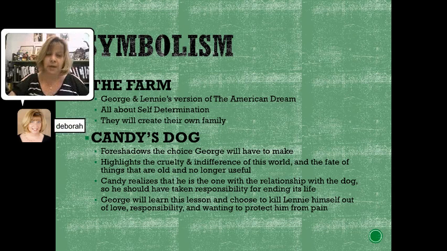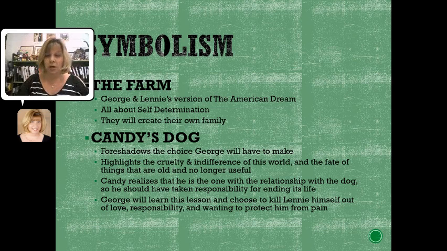Even though it's a short book, Steinbeck actually works a fair amount of symbolism into the story. The farm itself, not the ranch where they're working, but this dream farm that they have, is George and Lenny's version of the American dream. And again, it's not really about having a particular type of land or having cows or chickens. It's about self-determination, the idea that they will be their own boss, that they can get up in the morning and decide for themselves how much work they're going to do, and the more work they do, the more food and things they'll get, and that they will be creating their own family on this ranch.